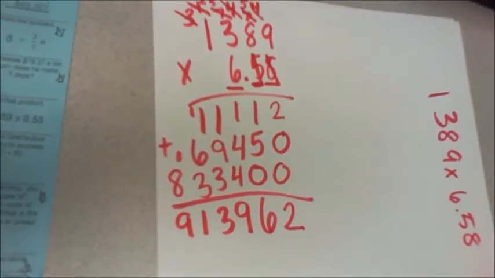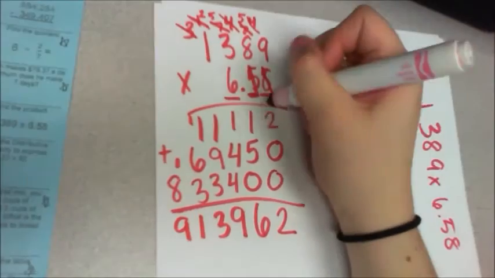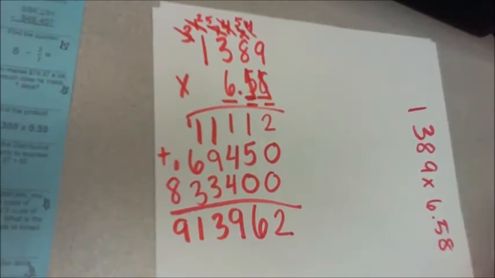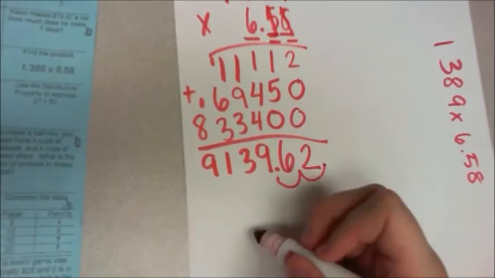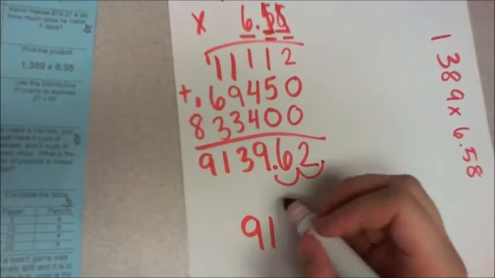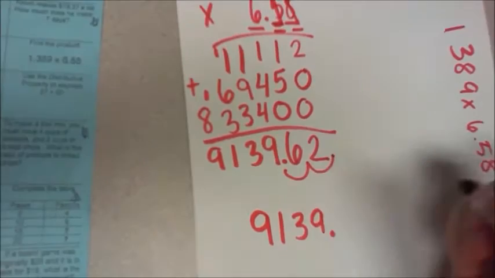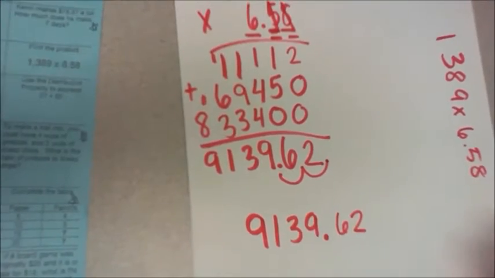I'm not done yet though. I knew in my original problem I had 2 numbers behind the decimal, so I must move my decimal 2 places in, which leaves me with an answer of 9,139 and 62 hundredths.